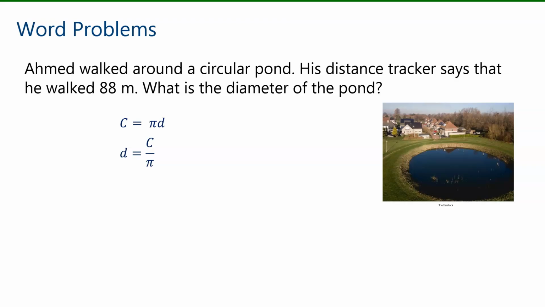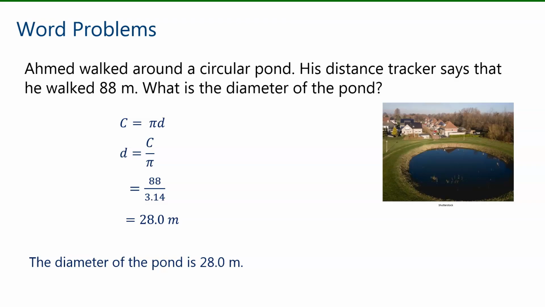So since the circumference is 88, I'll divide 88 by 3.14 to give me 28.0 meters. So I can say that the diameter of the pond is 28.0.